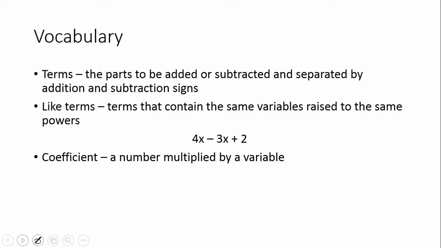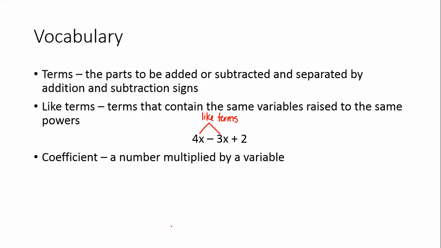So let's look at some vocabulary terms. The first word is terms, and those are the parts that are to be added or subtracted and are separated by addition and subtraction signs when we're looking at expressions. Like terms are terms that contain the same variables raised to the same powers. So in this example, 4x minus 3x plus 2, 4x and 3x would be like terms. That's because they both have an x to the first power attached to them.